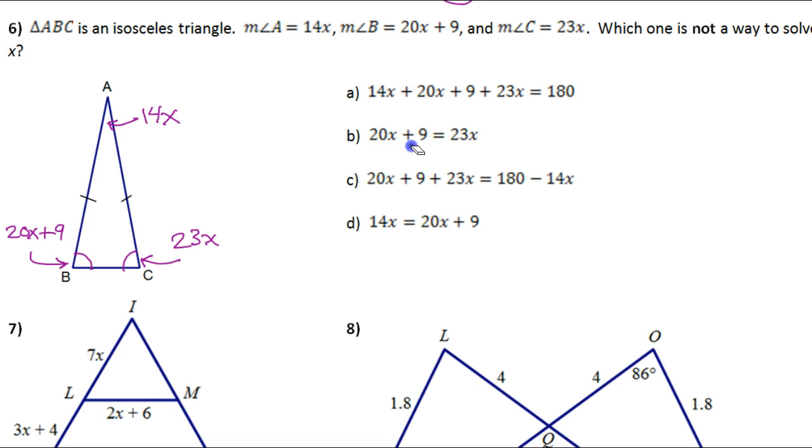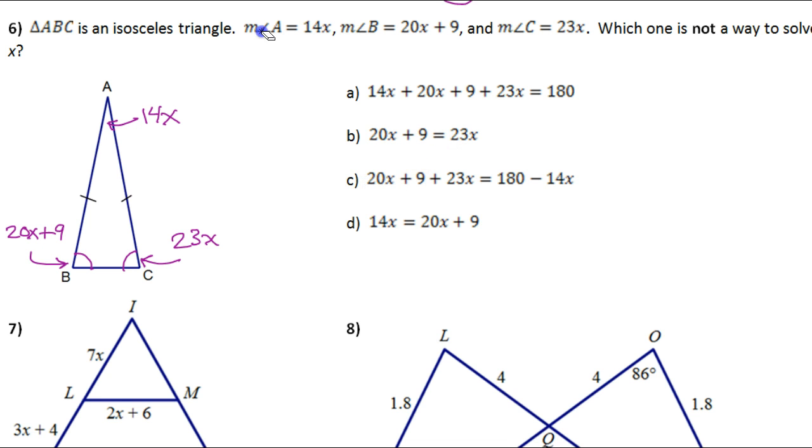We have 2x plus 9, and that's set equal to 23x. Well, 2x plus 9 and the 23x, those are the base angles of the isosceles triangle. So those are congruent, so those should be equal. So that's another way to solve for x. So that's not the answer.